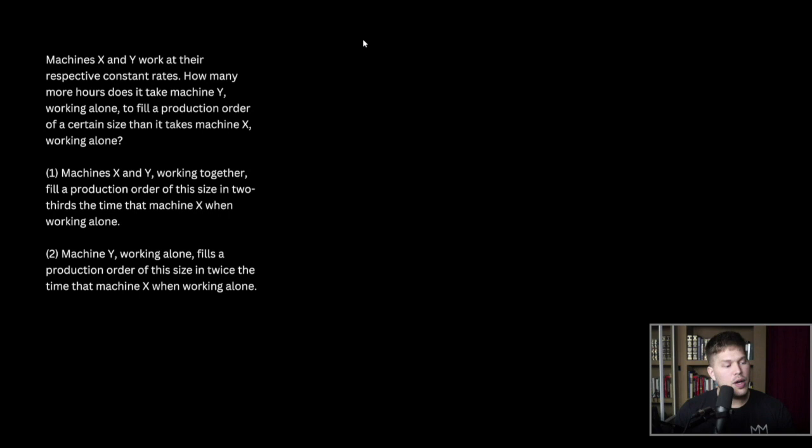So let's say up top we have machine X, and let's say it solves some problem in 5 hours. That means in 1 hour it will get 1/5 of the job done. Okay? And if we have machine Y and it's working on its own problem independently, and let's say it takes 10 hours to solve the problem, that means in 1 hour, 1/10 of the problem would be solved.